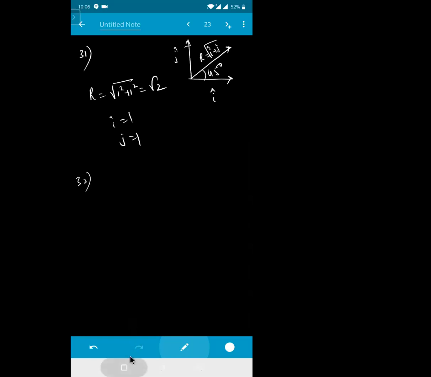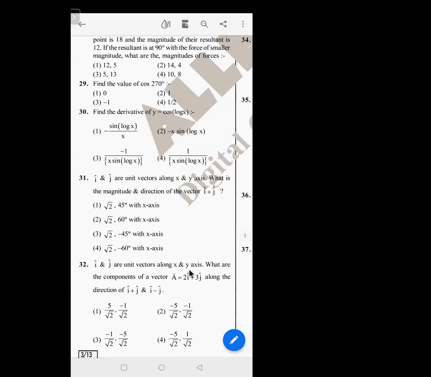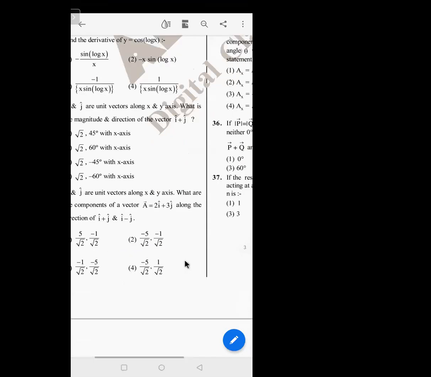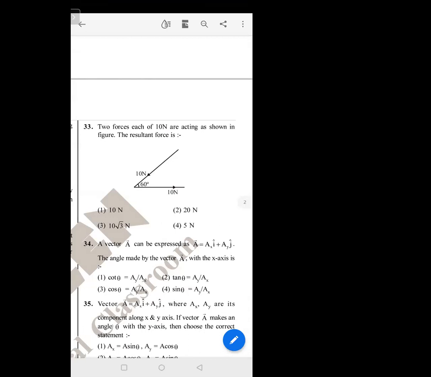Chalo. Question number 32. I cap and j cap are unit vectors along x and y. What are the components of the vector A along the direction of I cap plus j cap and I cap minus j cap? I hope you can do this one. Direct question, try it once. Question number 33. Two forces each of 10 Newton are acting as shown in the figure. The resultant is how much? How many have done this? Tell me the answer quickly, without mistake.